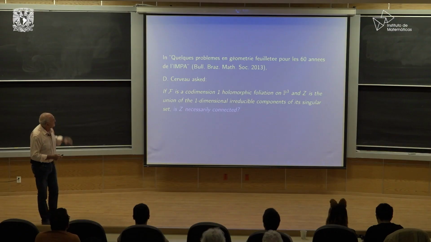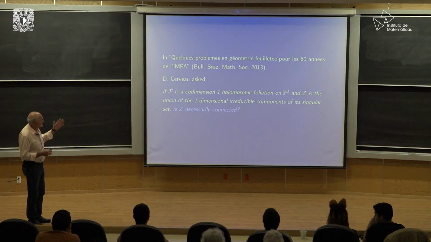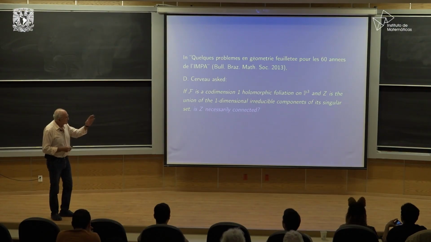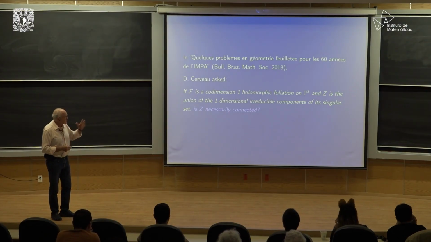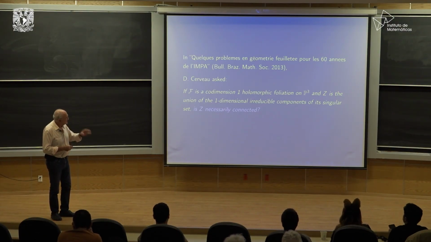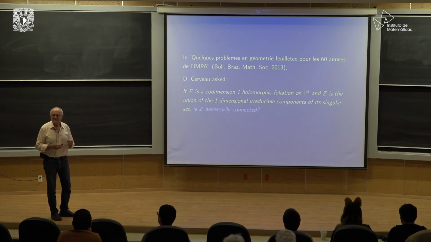Let me start by saying that in his paper, "Some problems on foliated geometry" for the 60 years of IMPA, Dominique Cerveau asked: if you have a codimension 1 holomorphic foliation on P3, and you look at the singular set, which is a union of one-dimensional irreducible components, and perhaps lower isolated points, you look at the one-dimensional set, and the question is: is this necessarily connected?